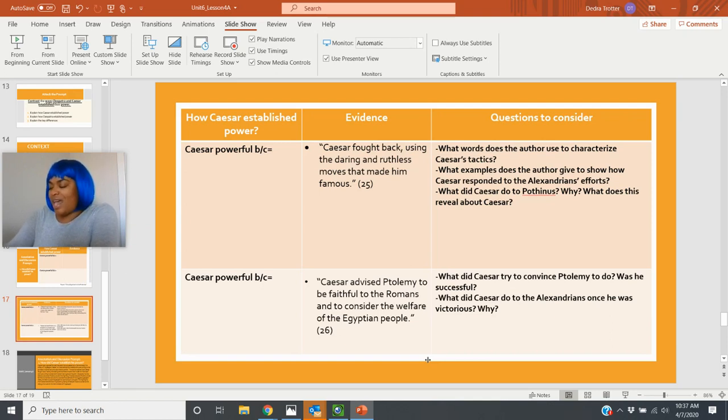And I know some may be wondering, do we have to write the entire thing down? You do not have to write the entire piece of evidence, but you need a good chunk of the evidence so you know exactly where to go back in your reading so that you're able to use that evidence in your exit ticket or during your independent practice. 10 seconds. All right, that is our time.